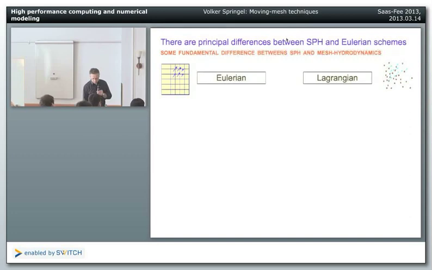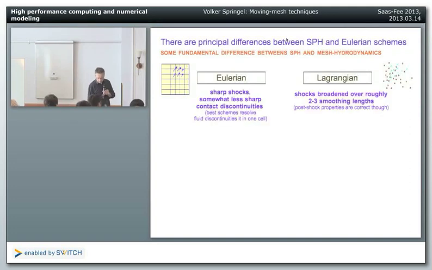Let me first remind you a bit about the conceptual differences in these two techniques, Eulerian codes and Lagrangian codes. They employ different discretization strategies. Here we discretize the volume on a mesh of some kind. Here we discretize the mass and we get these particles. Then in the results obtained with these codes, we have rather sharp shocks in the Eulerian case, and somewhat less sharp contact discontinuities because, as we've seen, and also in the hands-on session, they can be washed out if they move through space.